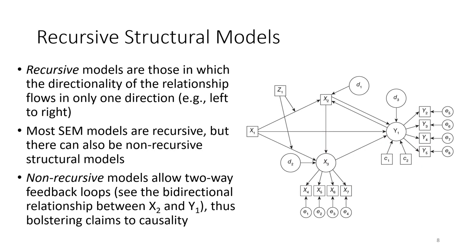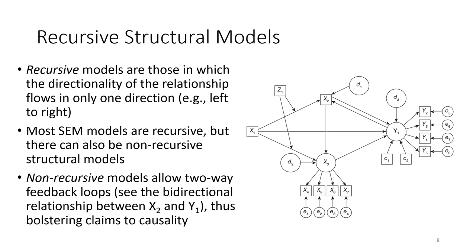Now, there are two different types of structural models. There's what we call a recursive structural equation model and what we call a non-recursive structural equation model. A recursive model is one in which the directionality of the relationship flows only in one direction. So it goes only from the left and ends to the right.